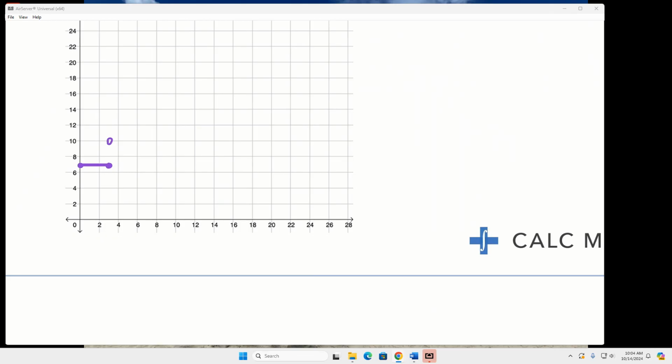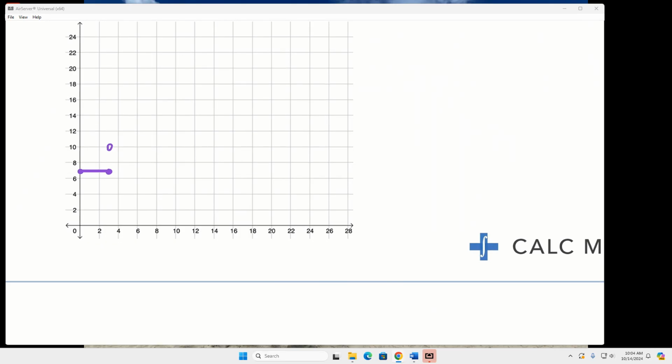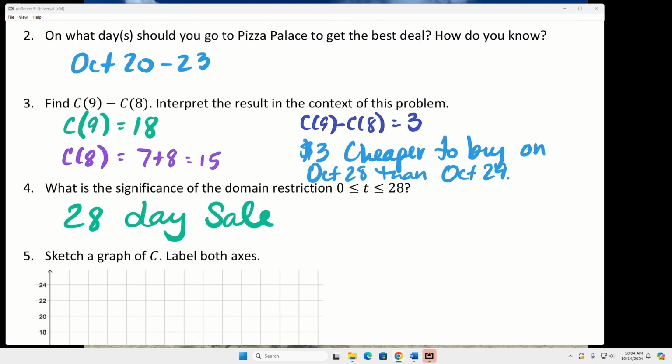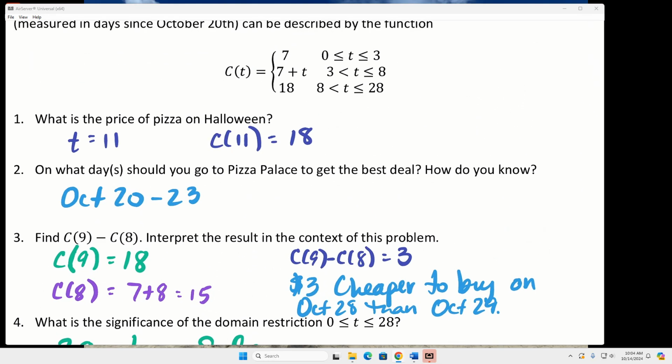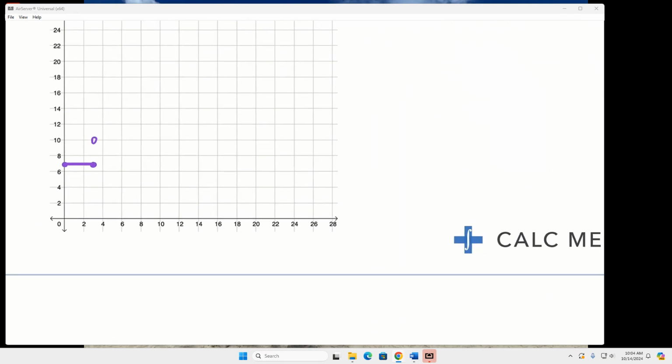Have we already plugged in 8? We did. We plugged in 8 and we got 15. So I already know that's going to be 15, and I also know that's going to be a closed circle there. And then we just connect the pieces. Or connect the dots. Connect the endpoints.